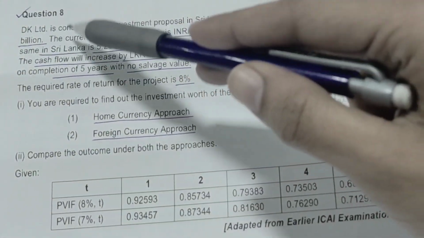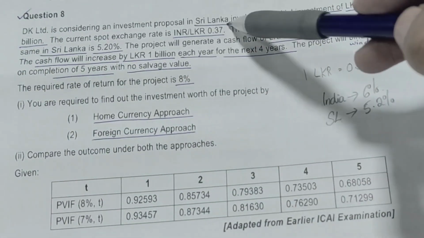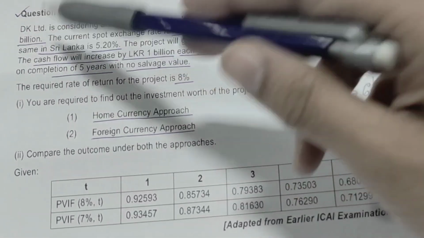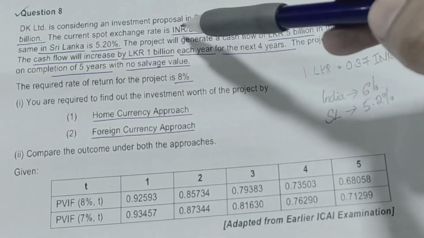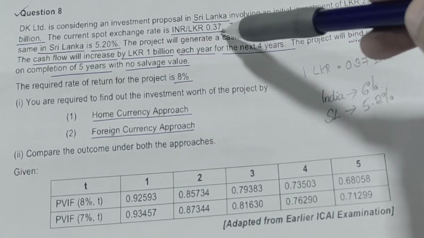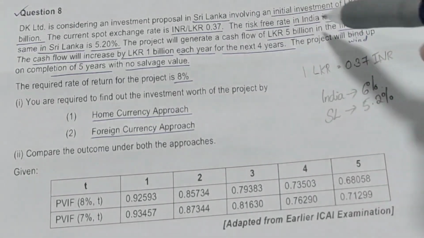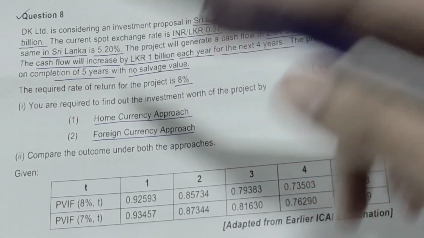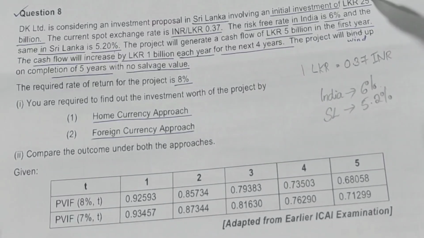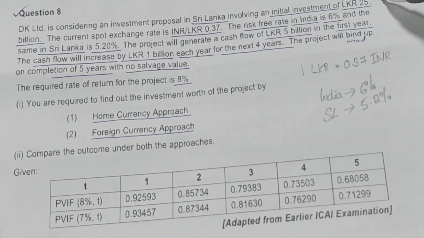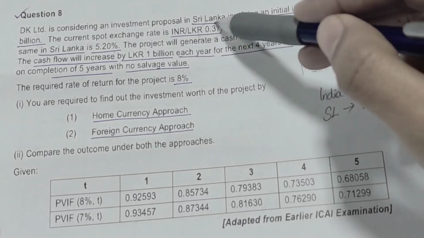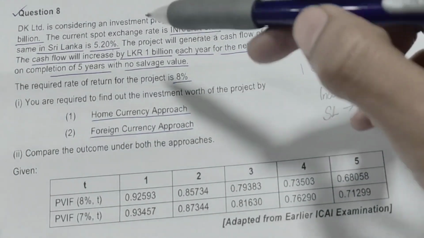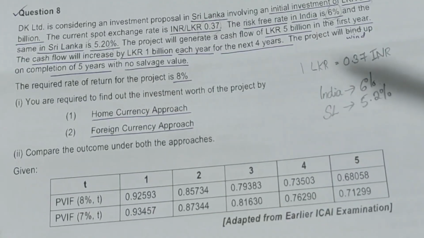Question 8. DK Limited is considering an investment proposal in Sri Lanka involving an initial investment of Lankan rupees 25 billion. The current spot exchange rate is INR to Lankan rupee 0.37. The risk-free rate in India is 6% and the same in Sri Lanka is 5.20%. So initial investment 25 billion Lankan rupees വേണം. Then exchange rate 0.37. Risk-free rate in India 6%. Risk-free rate in Sri Lanka 5.2%.